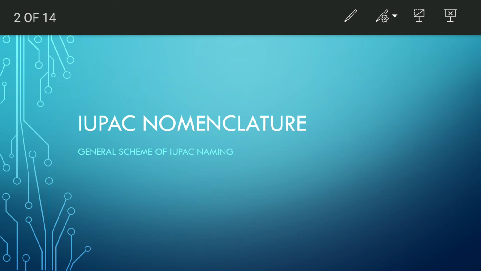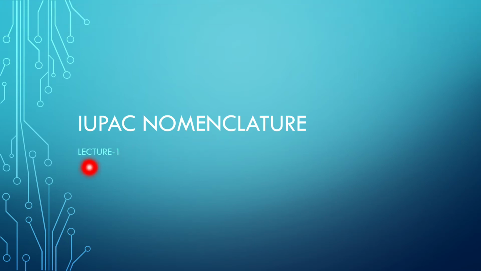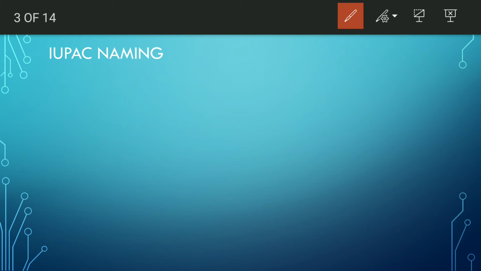So this is our lecture 1 of IUPAC nomenclature, right? In this lecture we will be discussing some general scheme of IUPAC naming. What is a word root, what is a primary prefix, we'll learn all that, right? And in the next lecture we'll start with the naming of alkanes, right? So IUPAC naming. Let me give you a general example to understand the general scheme of IUPAC naming.